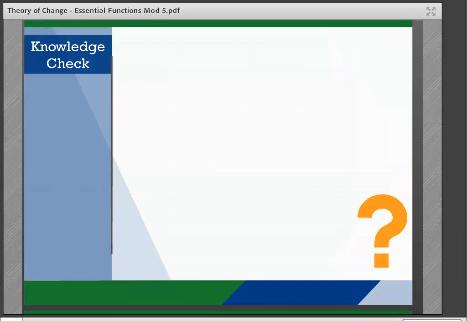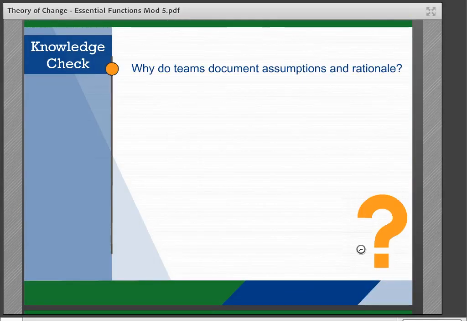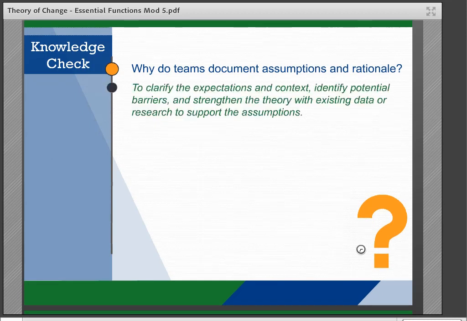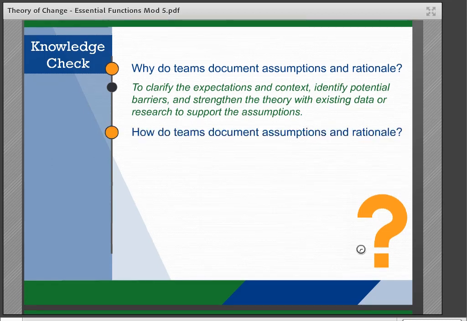Let's take a moment to check in on what we've learned about documenting assumptions and rationale of a theory of change. Why do teams document assumptions and rationale? To clarify the expectations and context, identify potential barriers, and strengthen the theory with existing data or research to support the assumptions.